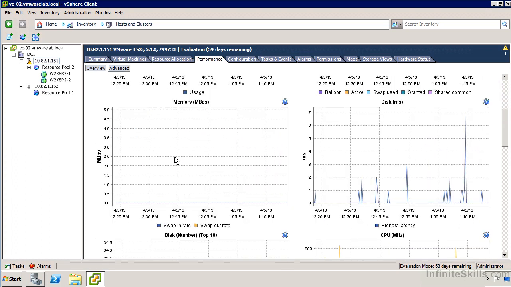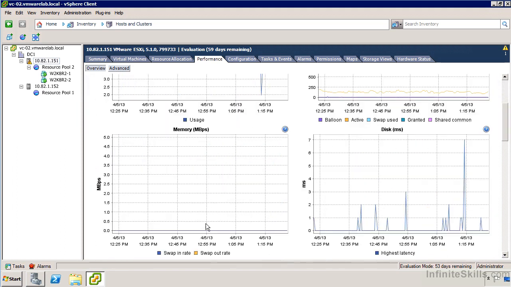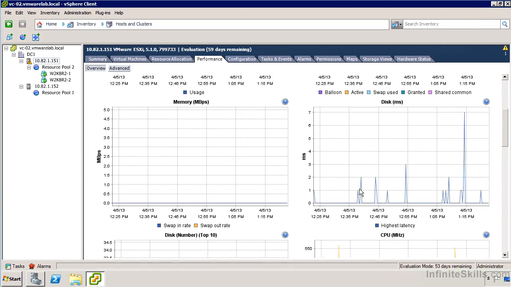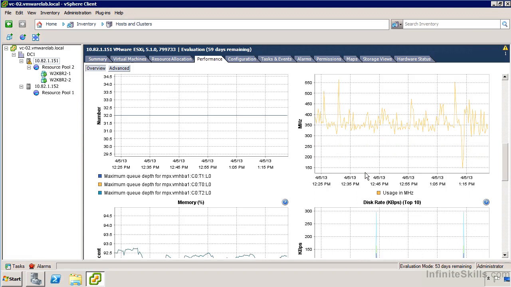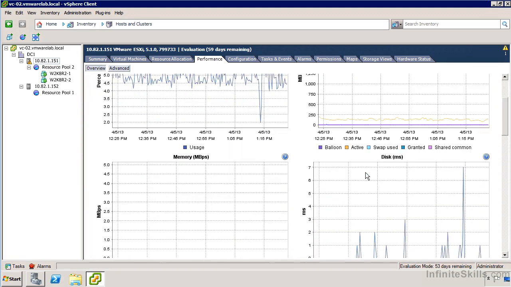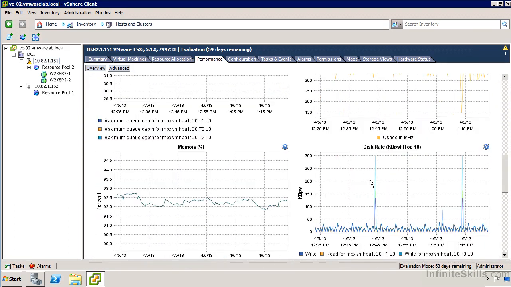We can also see the memory throughput rate, so we can see swap in and swap out rate if we actually are using swap. We can see disk latency, but again, this really just tells us the highest latency. It doesn't break it down by which virtual machine or which data store it's associated with. But we can also see the disk utilization for the top 10 disks in the system. This is based on queue depth. We can see as well the CPU utilization in megahertz. And we can also see the kilobits per second top 10 disk rates.